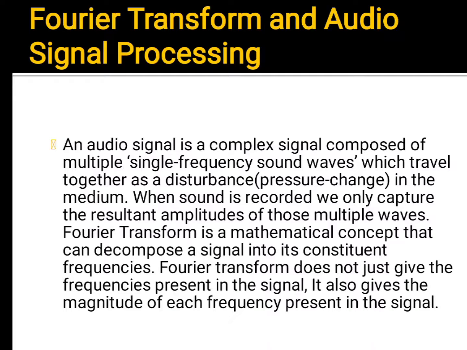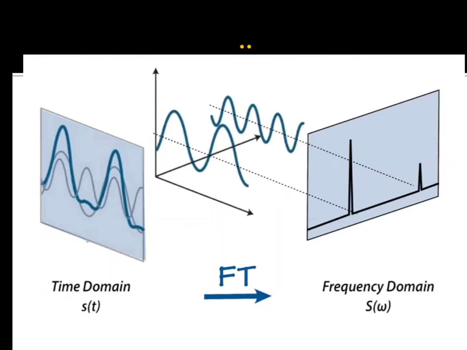Fourier transform is a mathematical concept that can decompose a signal into its constituent frequencies. Fourier transform doesn't just give the frequencies present in the signal, it also gives the magnitude of each frequency present in the signal. This is how the time domain is converted into the frequency domain and vice versa.